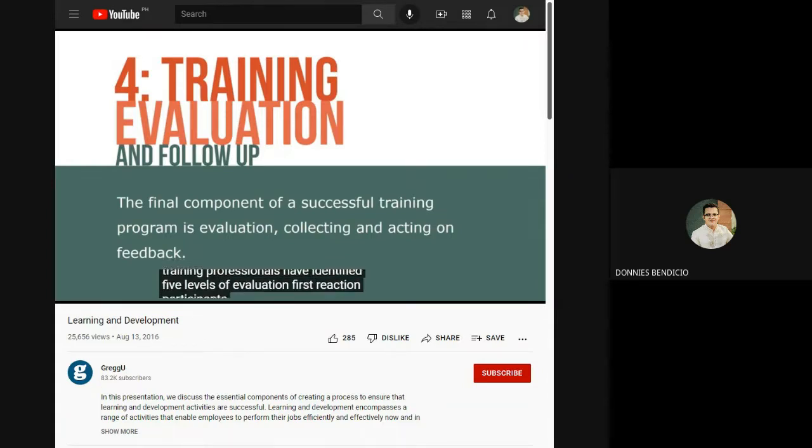First, reaction. Participants complete an evaluation. Second, learning. Participants complete knowledge or skills tests. Third, behavior. Performance appraisal and observations are conducted to verify learning. Fourth, results. Were there changes in productivity? We measure those things. And finally, return on investment. We use data analysis of cost and benefits to look at the value of training for our organization.